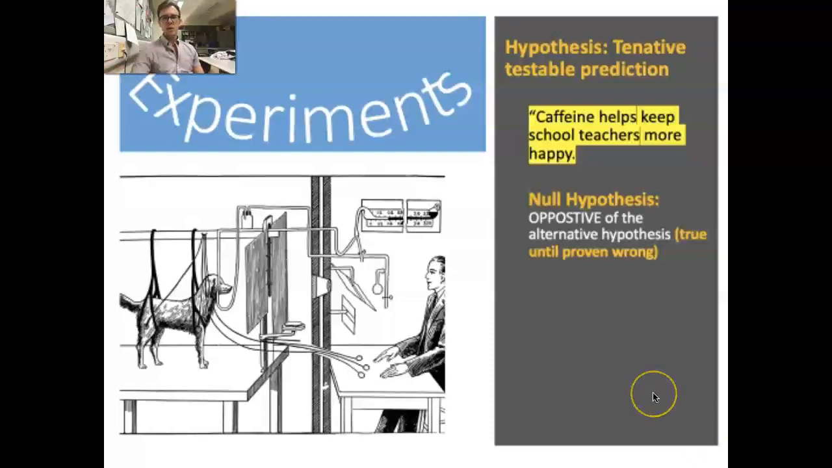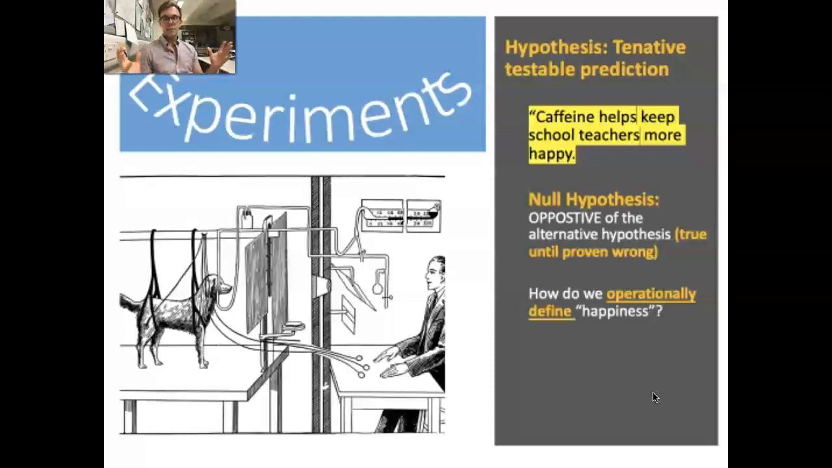Okay? Now, also, we need valid research, right? We want to have high validity, high internal validity. So, in order to do that, we need to have operational definitions. We would need to operationally define the term caffeine. What does that look like? Okay? And there's so many different types of caffeine, and how much caffeine are you regarding? And when we talk about happiness, our dependent variable, that which we're trying to measure, what does happiness look like?